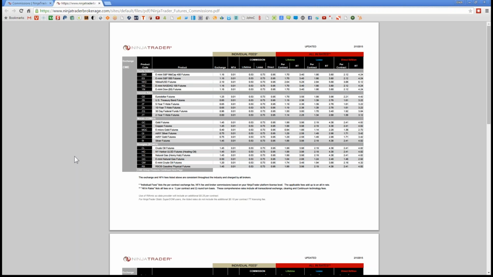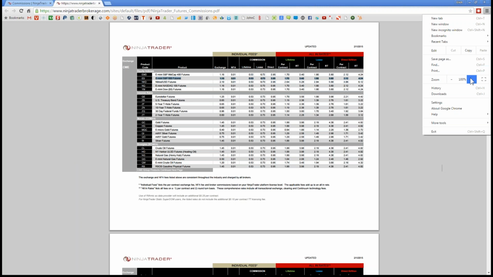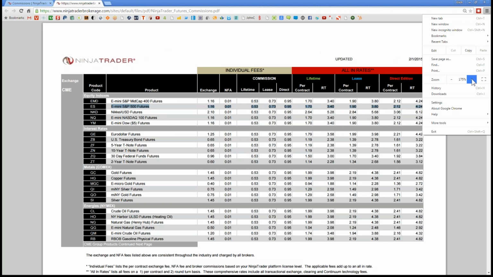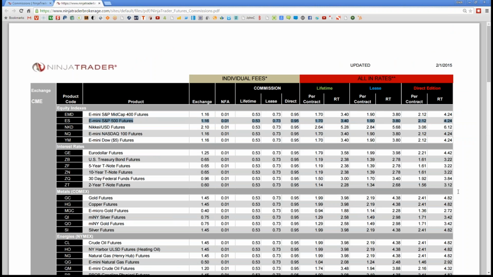So I'll use the ES, the second row down. If you choose the lifetime license, you're paying 53 cents. You have exchange fees of $1.16, NFA fees of 1 penny. Your total per contract fee is $1.70, and your per round turn fee is $3.40. No volume requirements on this. It is simply based on your license type. So $3.40 should be what you see on your statement.